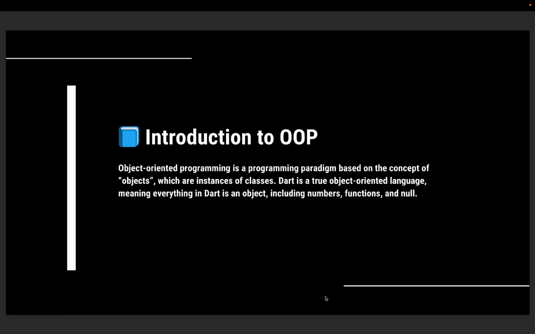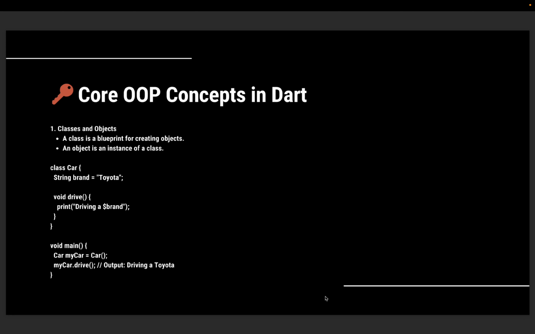Remember when we were talking about null the other time? Null is like an empty container, where there is nothing inside. So when you say something is null, it means there's nothing inside. Null itself is even an object. So Dart itself is an object-oriented programming language. Everything is an object. So now let's move on. What are the core concepts of OOP in Dart that we are going to be looking at today? We are going to be looking at classes and objects.